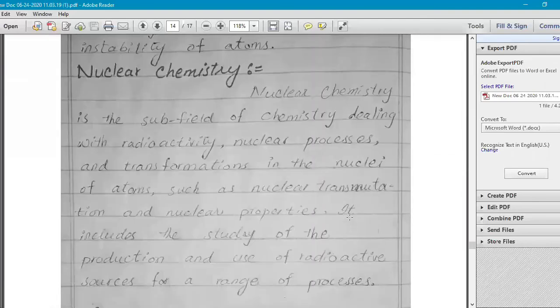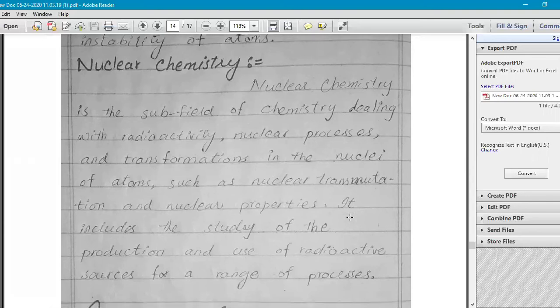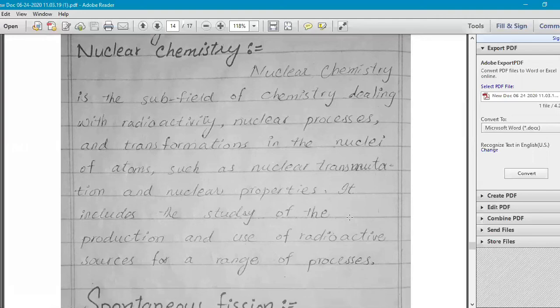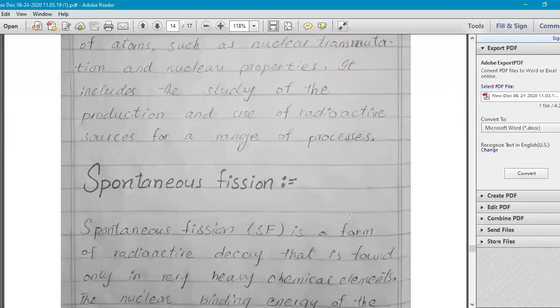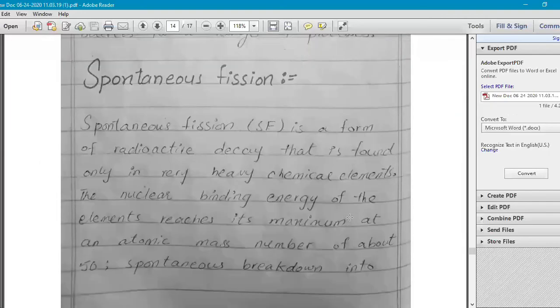Nuclear chemistry is the branch of chemistry, basically a subfield dealing with radioactivity, nuclear processes, and transformations in the nuclei of atoms, such as nuclear transmutations and nuclear properties. It includes the study of the production and use of radioactive sources for a range of processes.